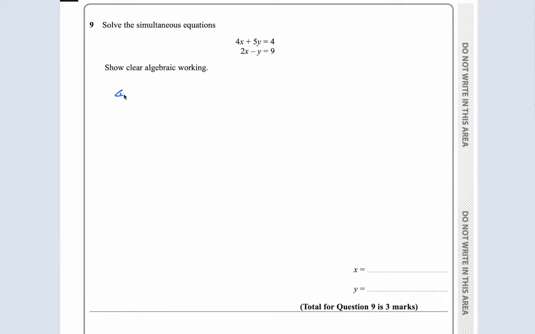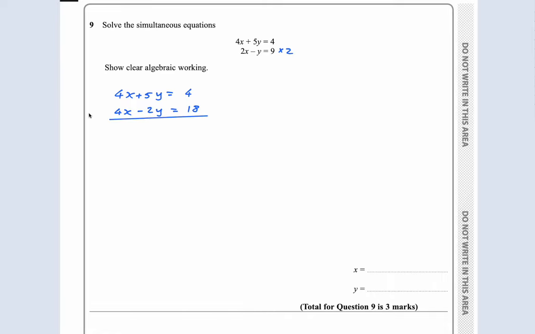So I have 4x plus 5y equals 4. I need to get either the x is the same or the y is the same. So I can either multiply this by 2 and get the x is the same, or multiply this by 5 and get the y is the same. I think it's easier to multiply it by 2. So this times 2 gives me 4x minus 2y equals 18. I multiply everything by 2.